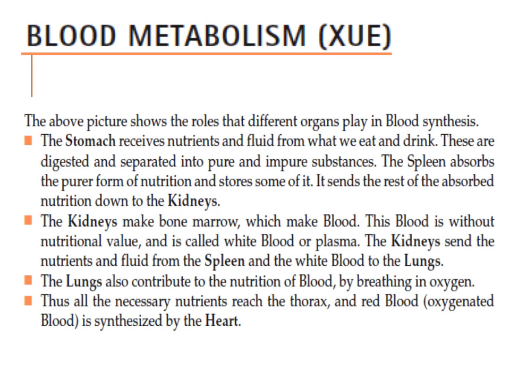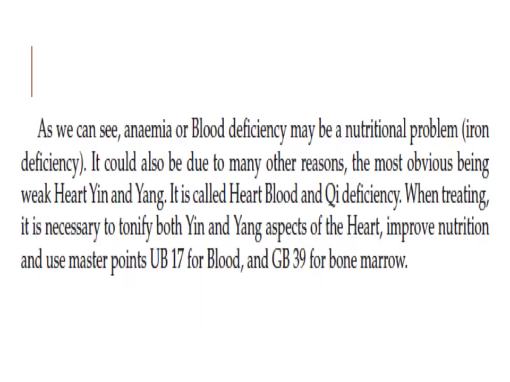Nutrients and fluid from the spleen and the white blood go to the lungs. The lungs also contribute to the nutrition of blood by breathing in oxygen. Thus, all the necessary nutrients reach the thorax, and red blood or the oxygenated blood is synthesized by the heart. Okay, that is the explanation of that picture.